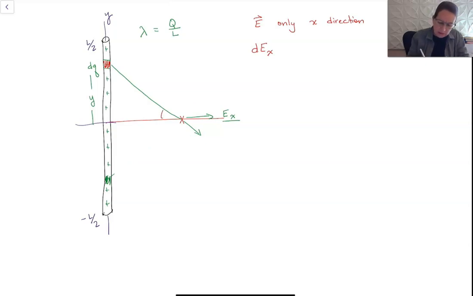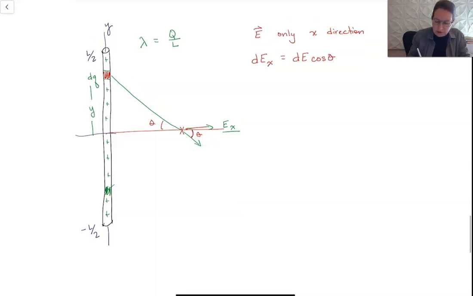So we can set an angle here, theta. This is also theta, so we can say, of course, dEx is just going to be dE times cosine of theta, because that's the adjacent angle. This dEx points in the adjacent direction. I guess I should keep that in the same color so it shows up. And then we just start trying to see what contributes.